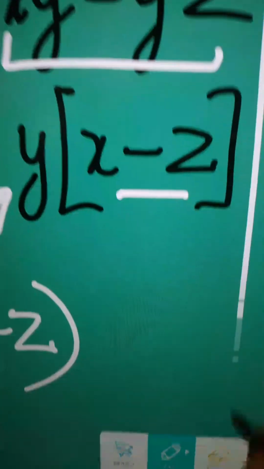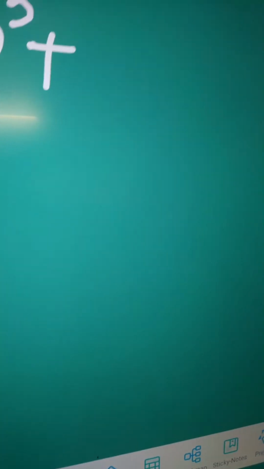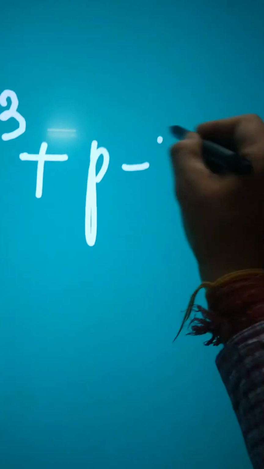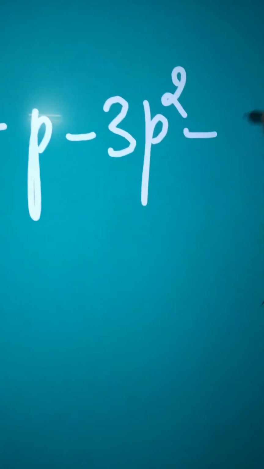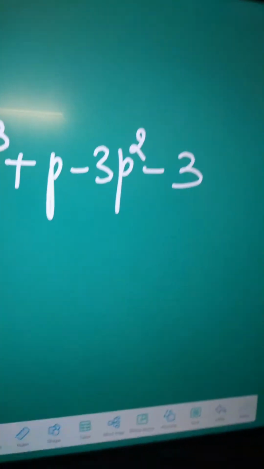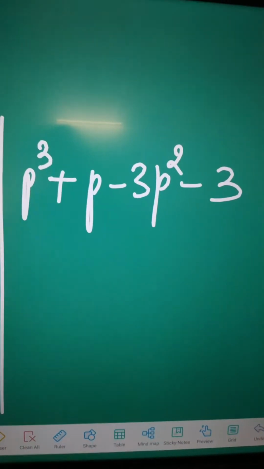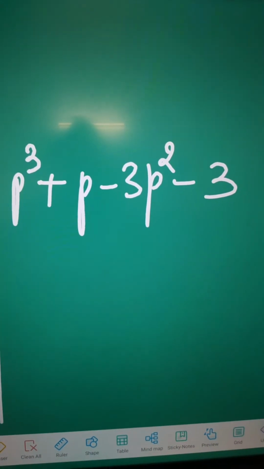One more question you take, same method: pq plus p minus 3p square. This is another question. This is a question in your exercise. So from there I am telling you, all the questions given in your exercise are mixed. So I am explaining in parts.